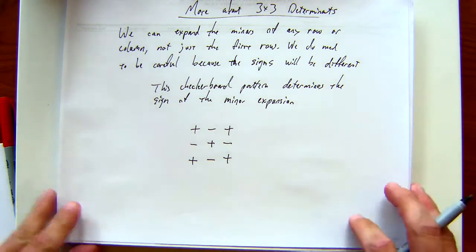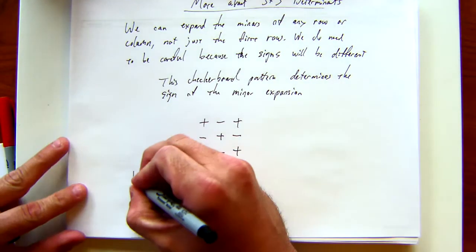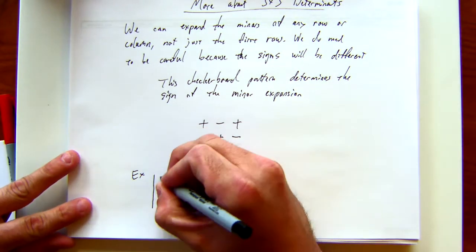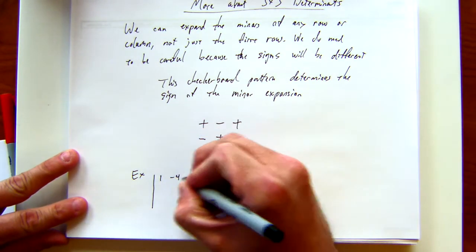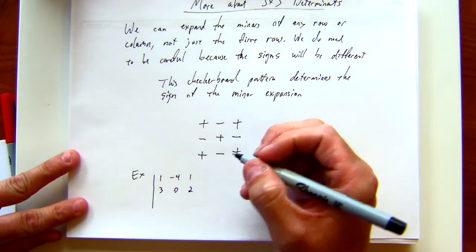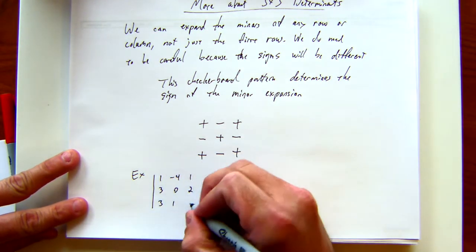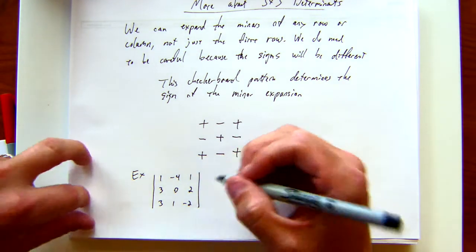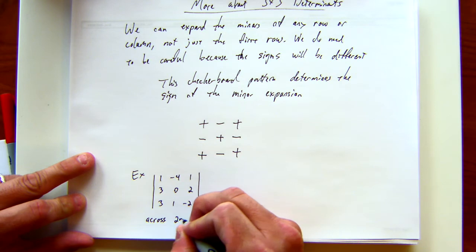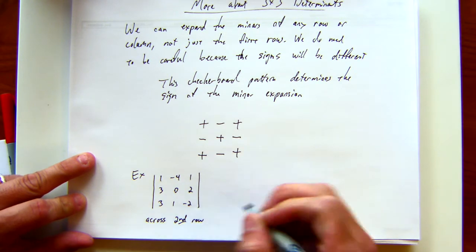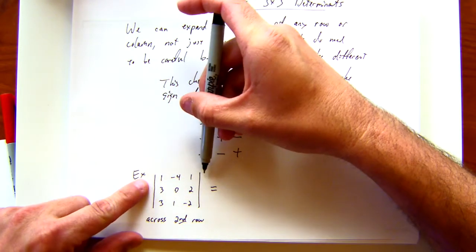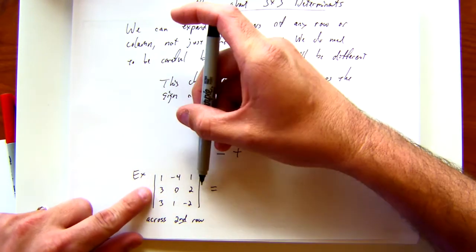Okay, let's see how we can use this. So we'll start with an example. Suppose we're taking the determinant of 1, negative 4, 1, 3, 0, 2, 3, 1, negative 2. But we want to do it across the second row. So instead of going across the first row, I want to go across the second row.